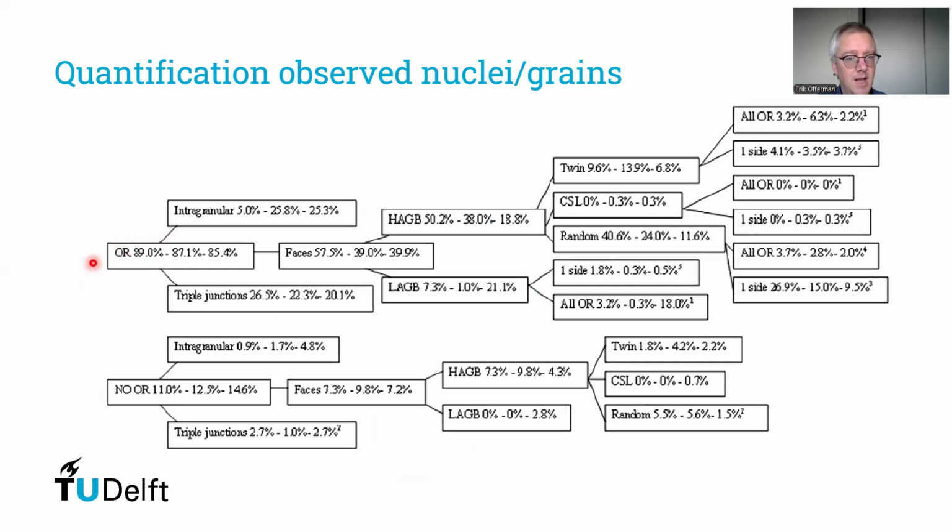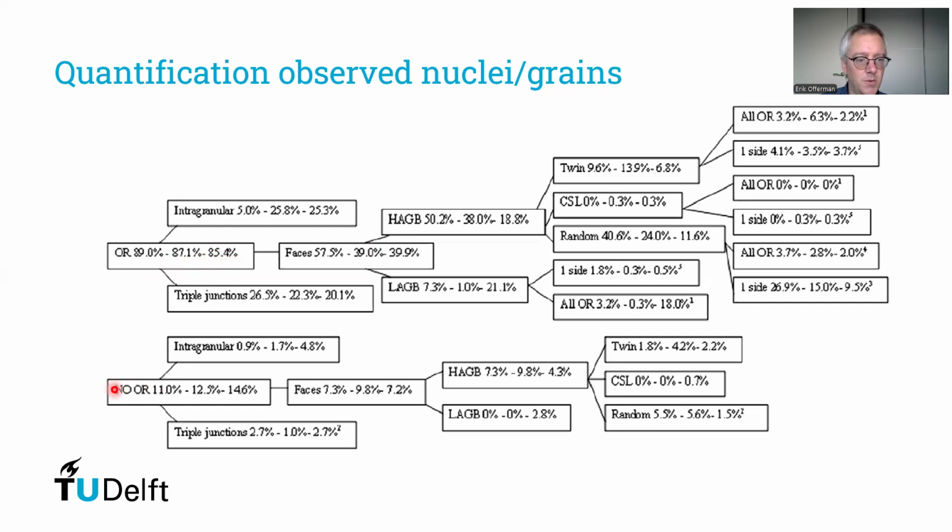Now, if you analyze all those results, you can make this tree-like structure where here are the grains that do have an orientation relation with at least one parent grain. So for the sample annealed at 1400 degrees for 20 seconds, almost 90% of the grains did have an orientation relationship with at least one neighbor. For the one annealed at 100 seconds, it was a bit lower, and for the one annealed plus some deformation, it was also a little bit lower.